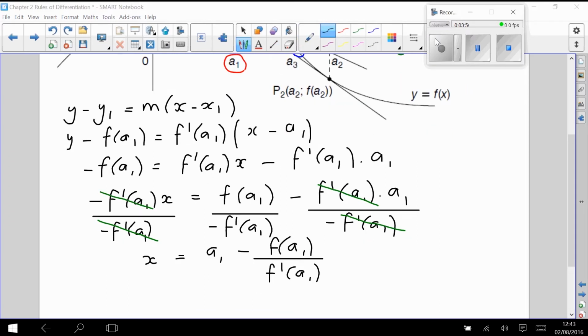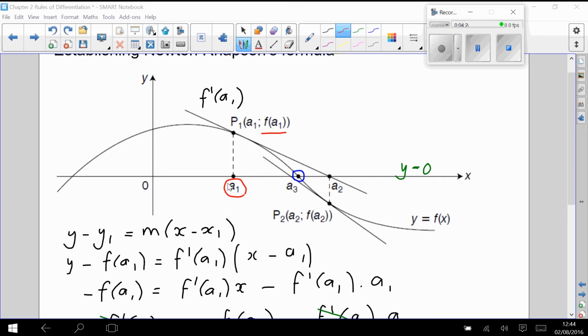Now, I don't necessarily have my answer, but what I've got is my second estimate. So if this x is going to be my second estimate, I'm going to call that a2. Once I've got my second estimate, it should help me to find my third estimate, and so on. If I go back to the diagram, we can see how we get closer and closer and closer, and eventually get exactly what that x-intercept would have been.